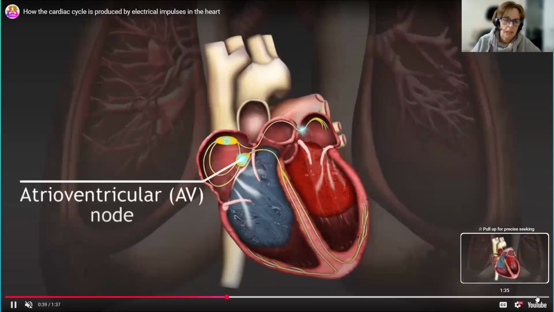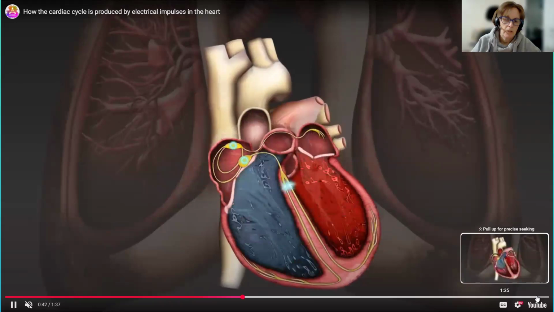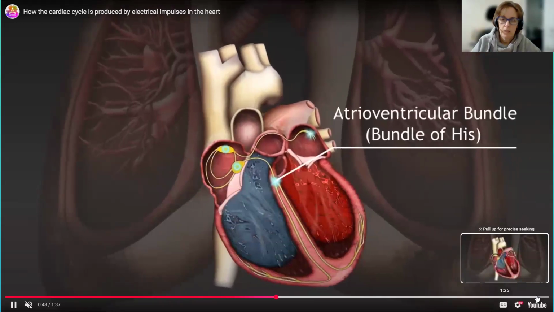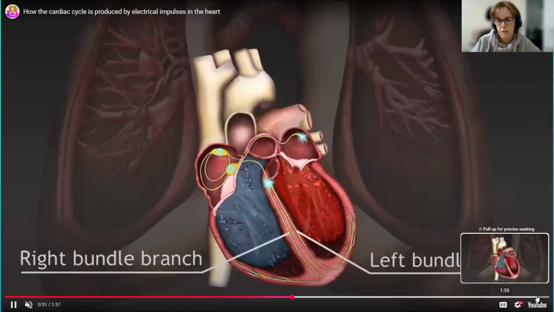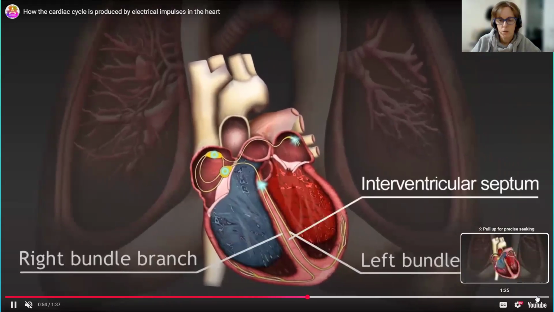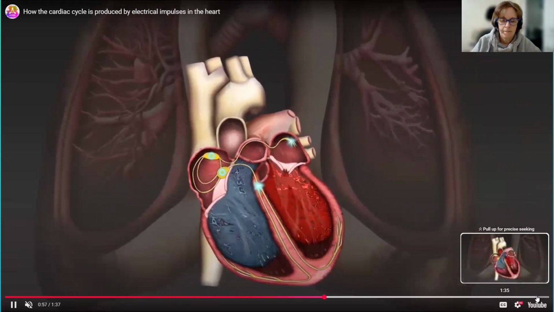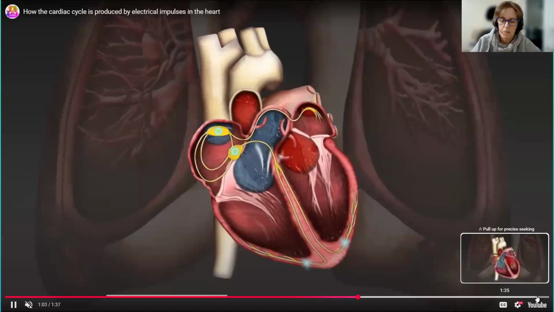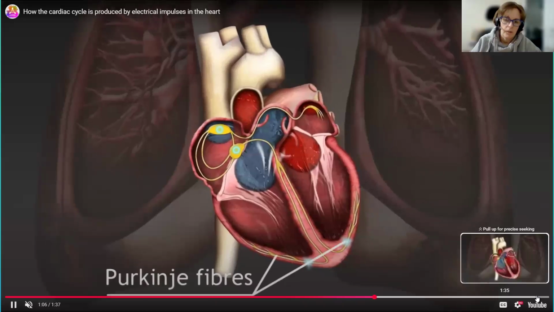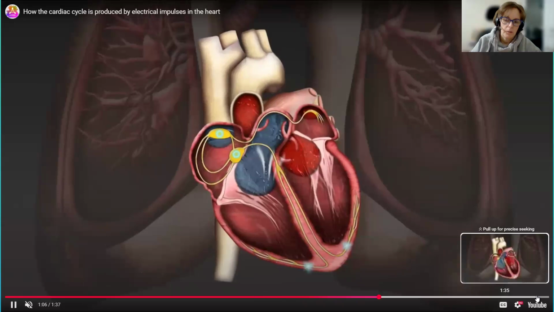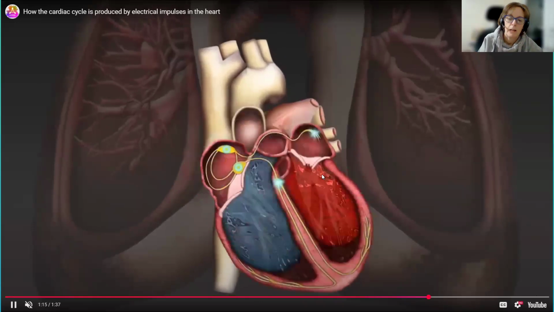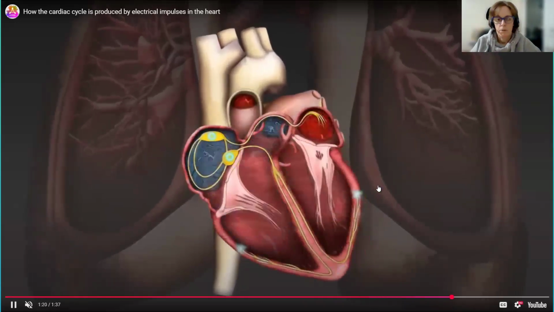So the AV node is picking up the signal from the sinoatrial node, travels down this fibre, the bundle of His, which branches into two. Then the depolarization moves into the Purkinje fibres, which initiate the contraction of the ventricles there. So those big white things that you can see on this diagram are the valves that prevent backflow of the blood.